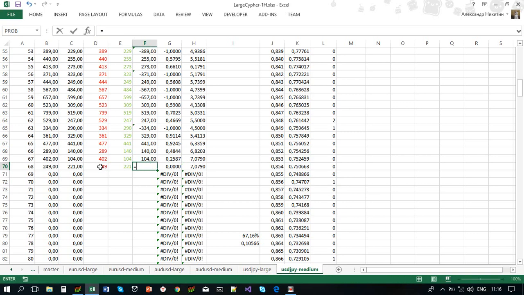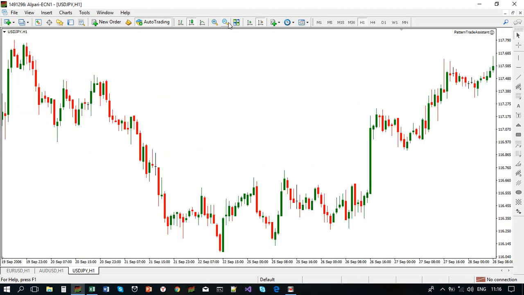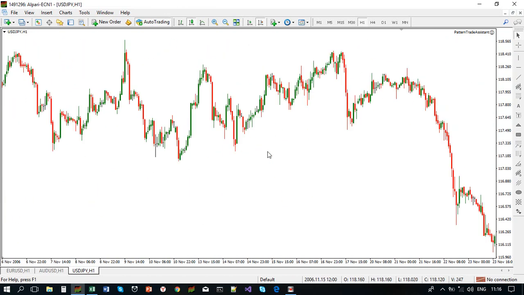Very ugly pattern. Maybe I would skip it in real-time trading, but for now, in order to stay objective, we should take each and every pattern that the software draws if it is valid according to cipher identification rules.